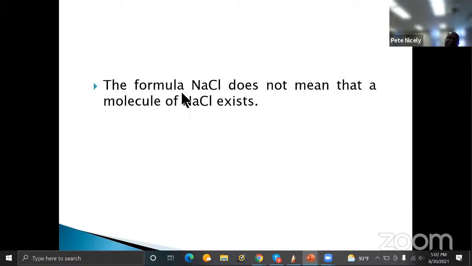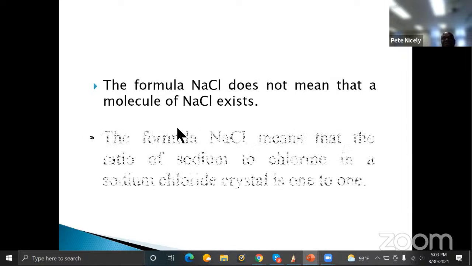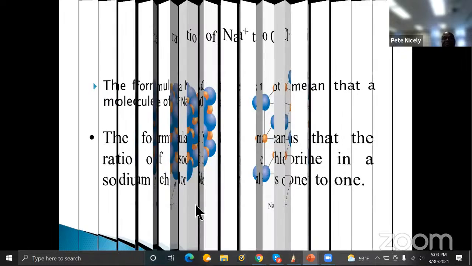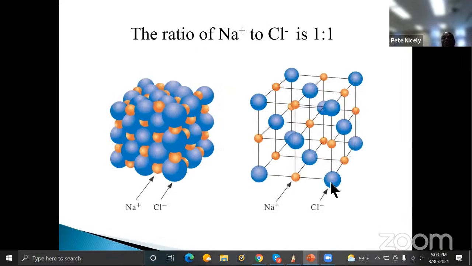So in the case of sodium chloride, for example, there's no such thing as a molecule of sodium chloride. This formula does not represent a molecule of sodium chloride. This formula represents the smallest whole number ratio between the sodium and the chloride ions in the compound. In other words, it's sodium chloride, NaCl, a 1-to-1 ratio between those two. That's a point being made here. The formula NaCl means that the ratio of sodium to chlorine or chloride is 1-to-1. If you look at the structure here, if you count up all the sodium ions and all the chloride ions, you're going to see it's a 1-to-1 ratio, as stated here.